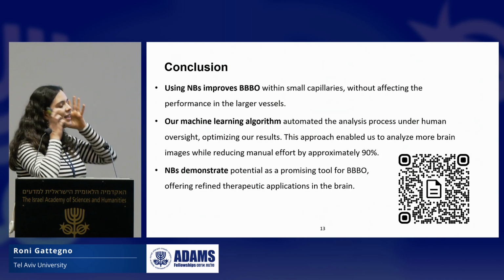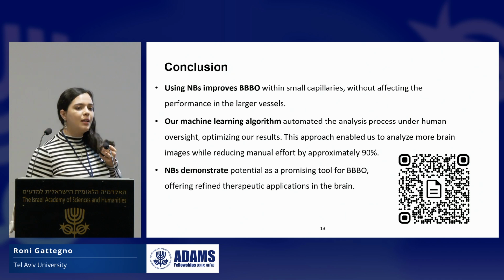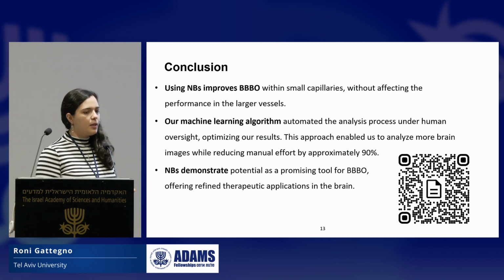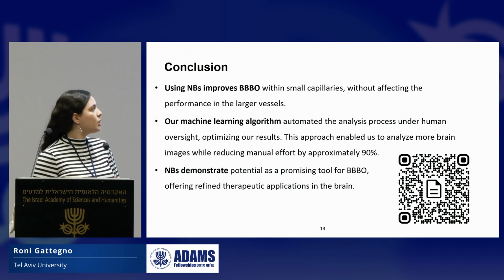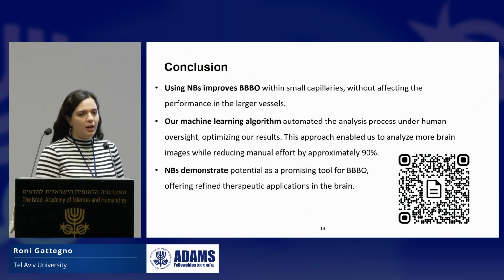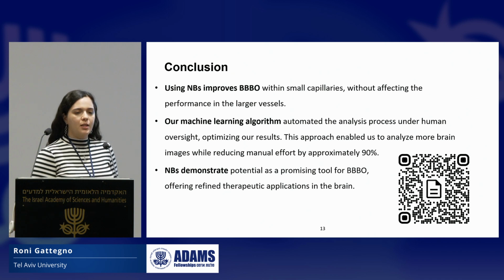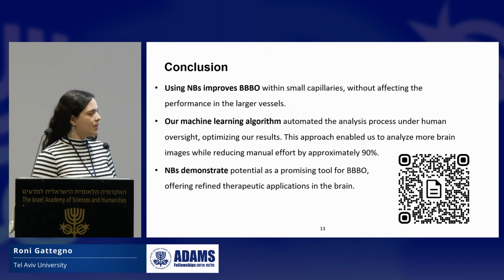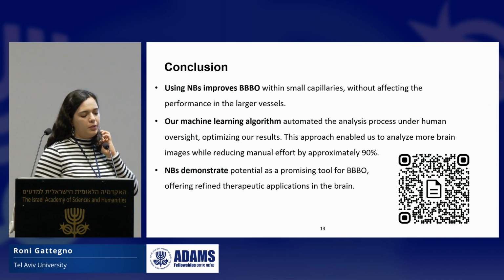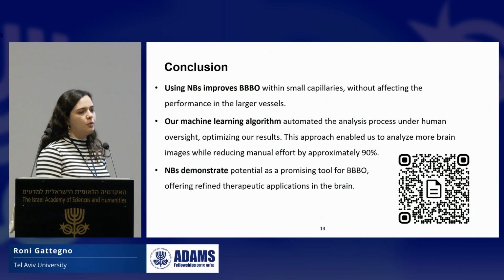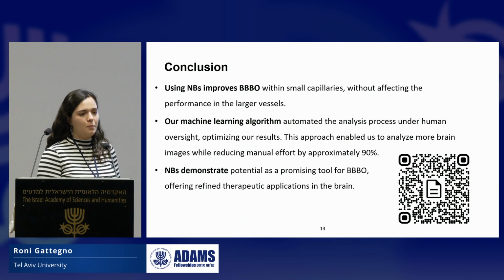So in conclusion, we showed that using nanobubbles improves the BBB opening in small vessels without compromising the BBB opening in larger ones. And our machine learning algorithm enables us to analyze much more data and have more robust results. And hopefully, we want to use this platform to better open the BBB, specifically in glioblastoma and other brain conditions.